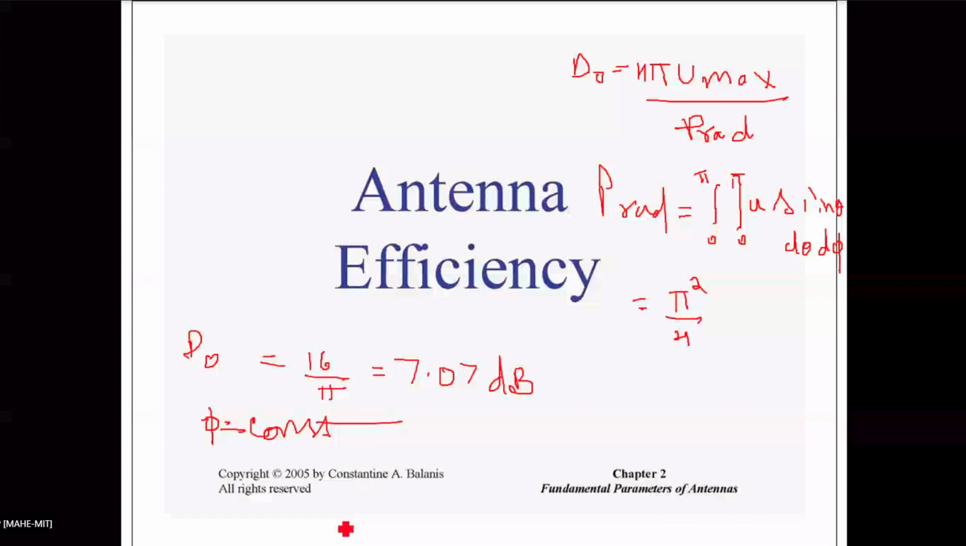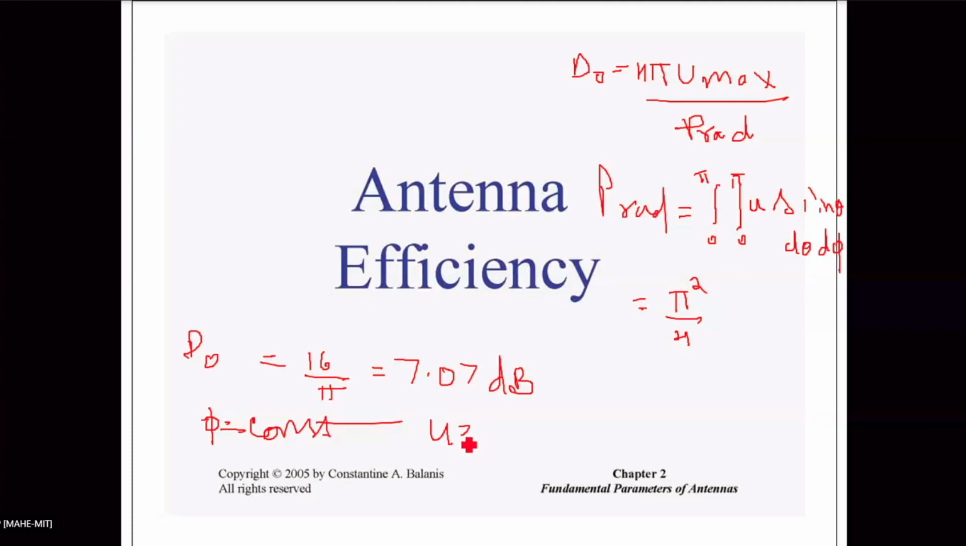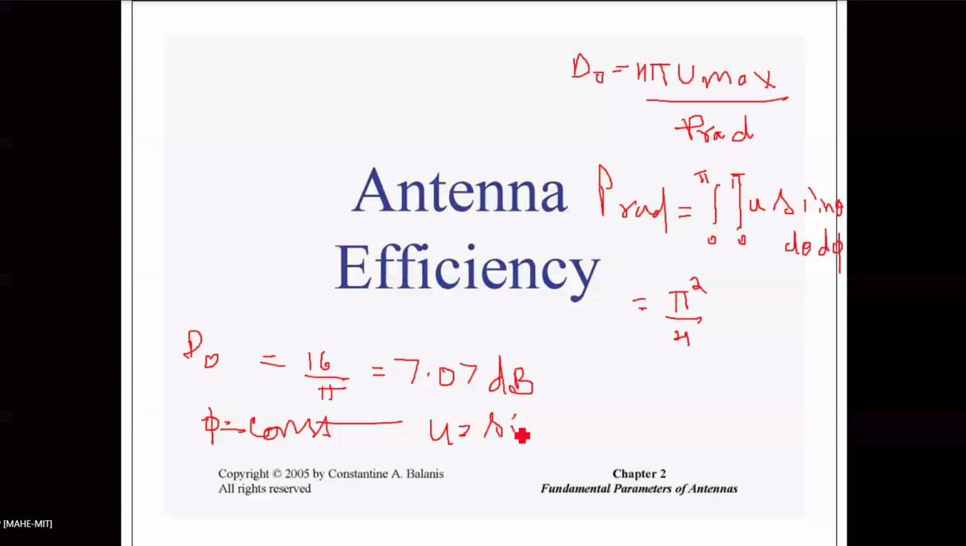So what is the resulting expression? You take u is equal to sine theta. Sine squared phi, you treat it as 1, because it is the elevation plane. And find out what is theta h.